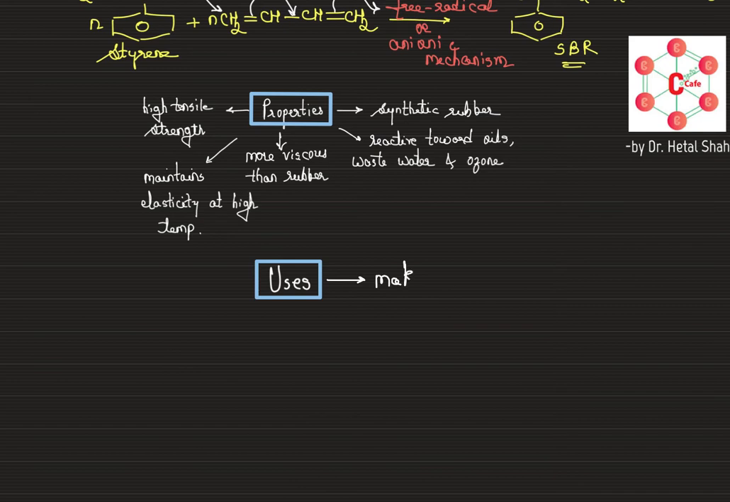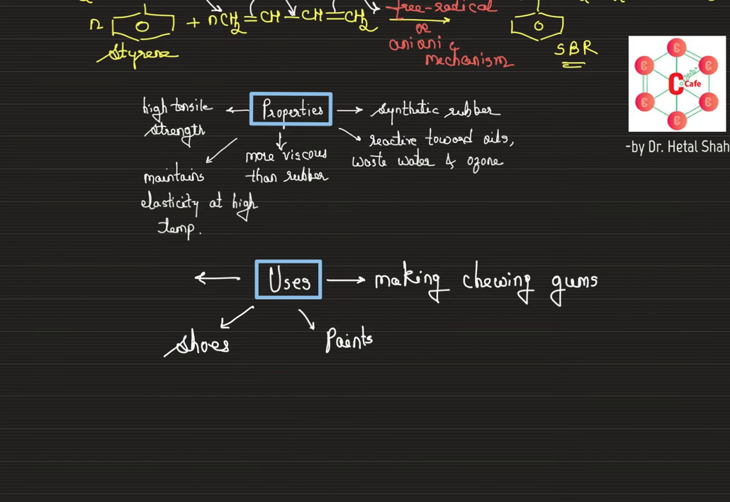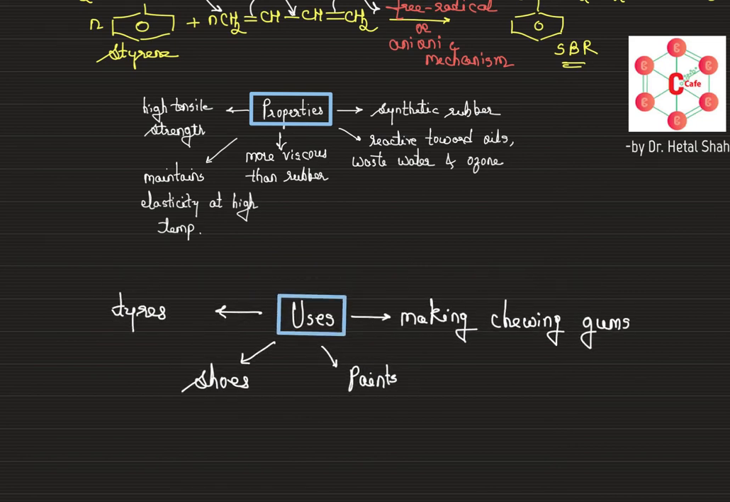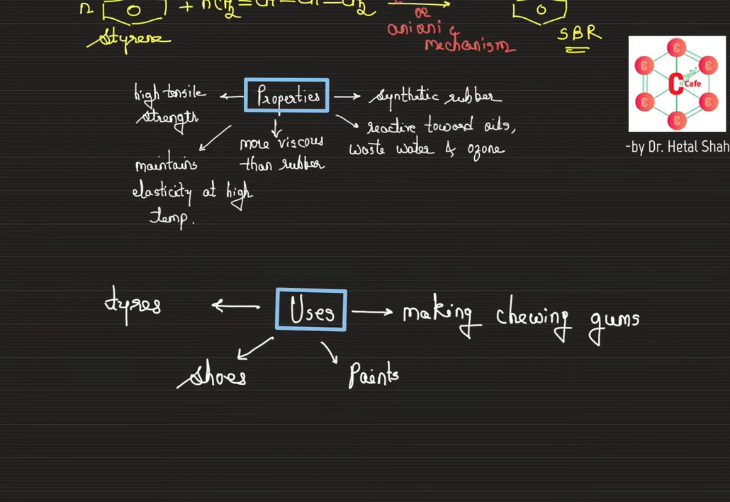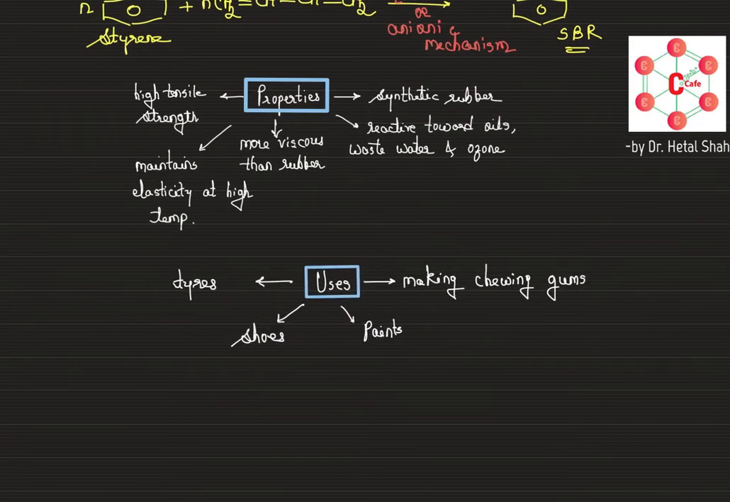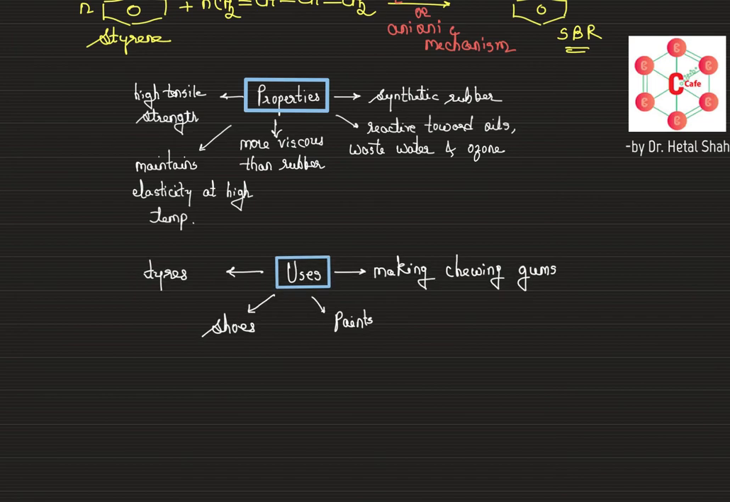Making chewing gums. Now you know what chewing gums are made up of. Making paints, making shoes, making tires, etc. These are some of the uses of this rubber, styrene butadiene rubber. So just make a note of all this and learn this properly.